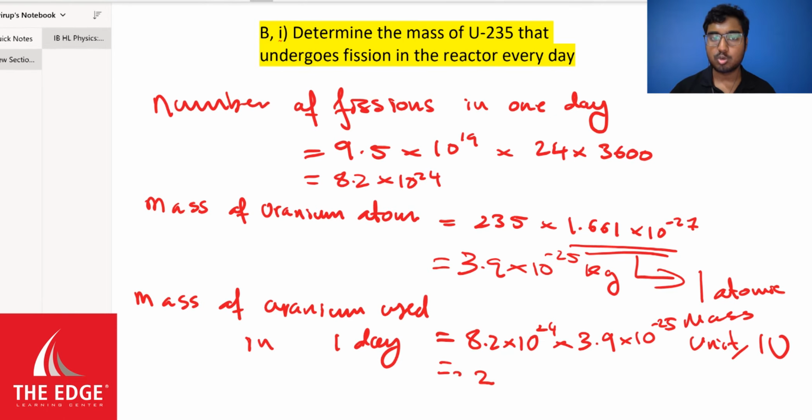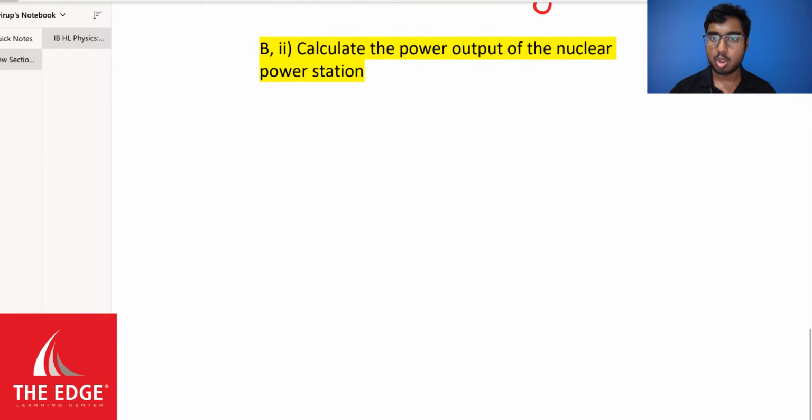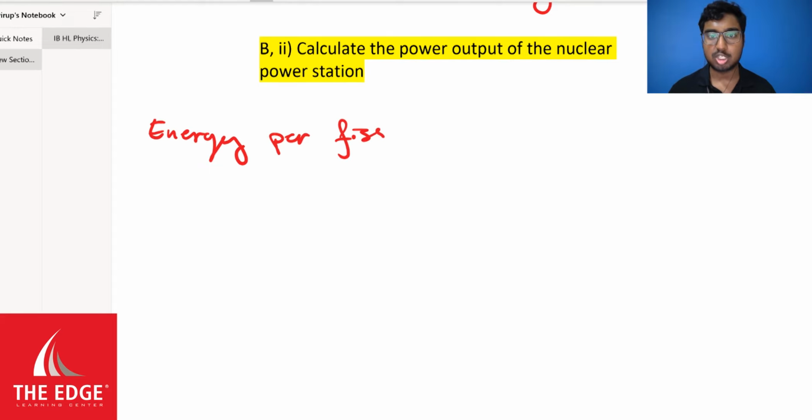Now let's move on to question B(ii), which asks us to calculate the power output of the nuclear power station. So in here, remember, you have to use some of the information that was provided to us earlier. So let's begin with energy per fission. You've been told it's 200 mega, so 200 times 10 to the power of 6 electron volts.